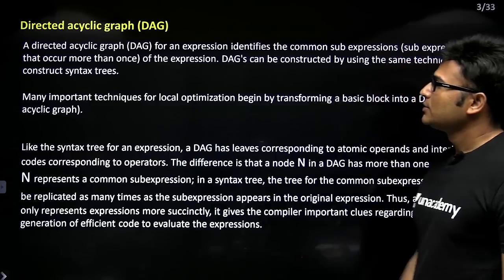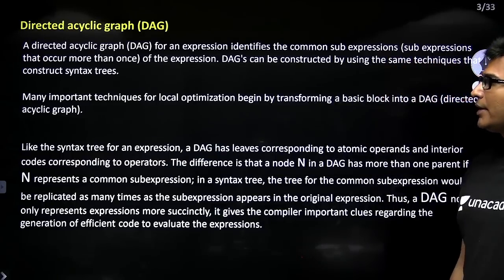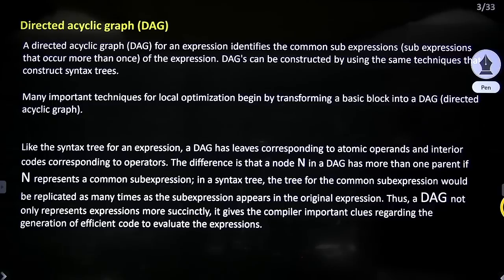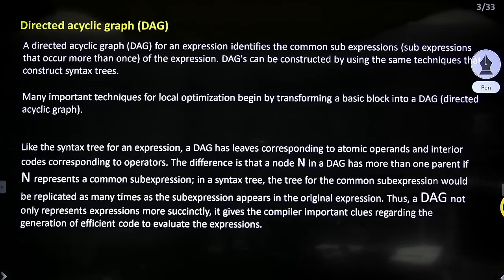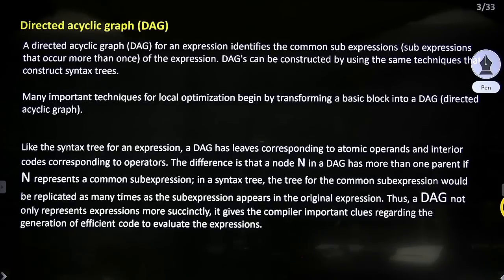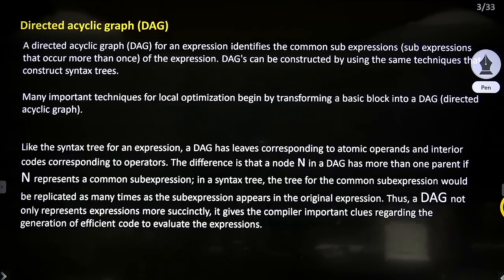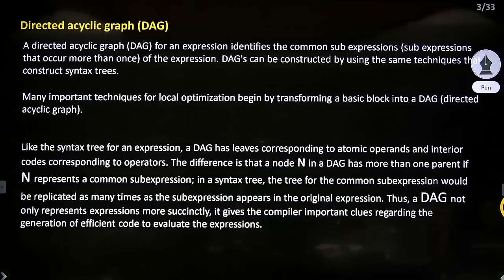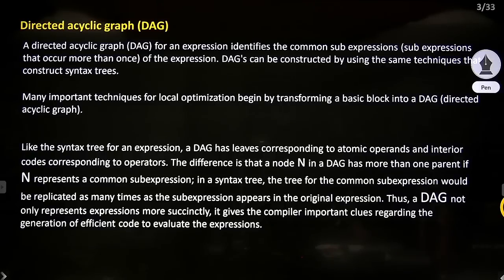Basically this is about DAG. You can read the points about it. A directed acyclic graph for an expression identifies common sub-expression. DAGs can be constructed using the same technique that abstract syntax tree is computed. Both are the same. The only thing is DAGs will be able to identify common sub-expression, and if it is already computed, it is going to use it.